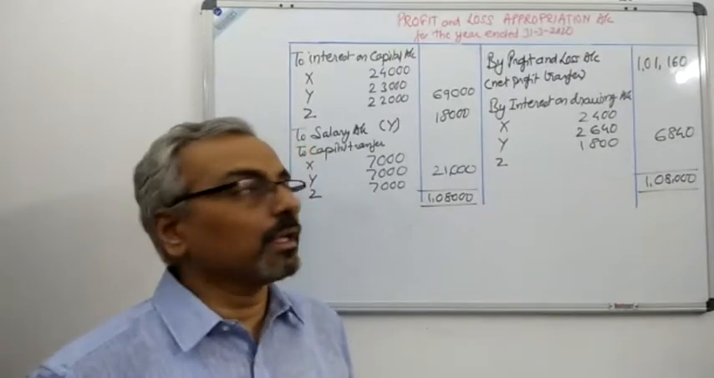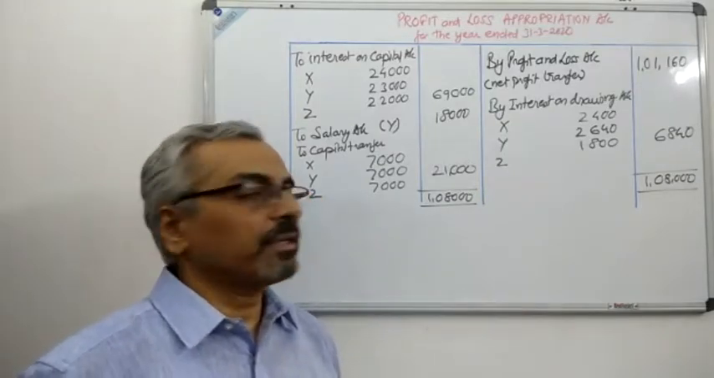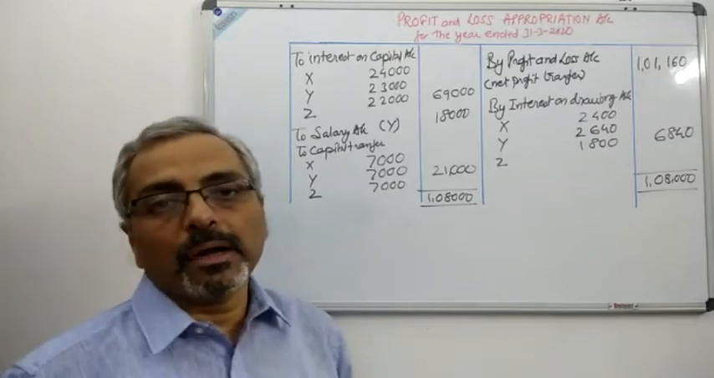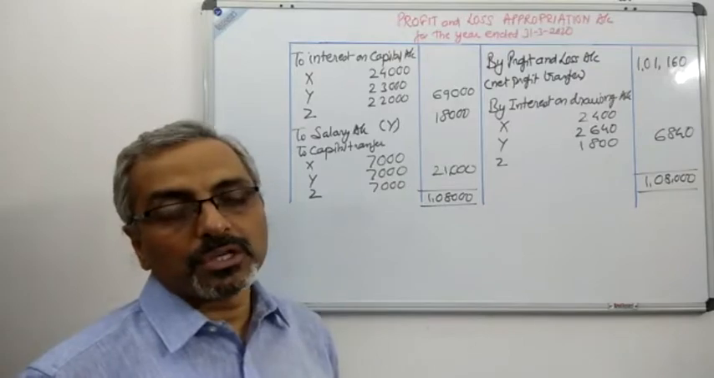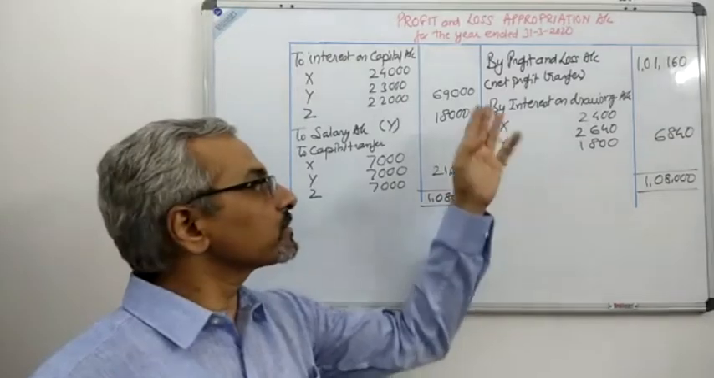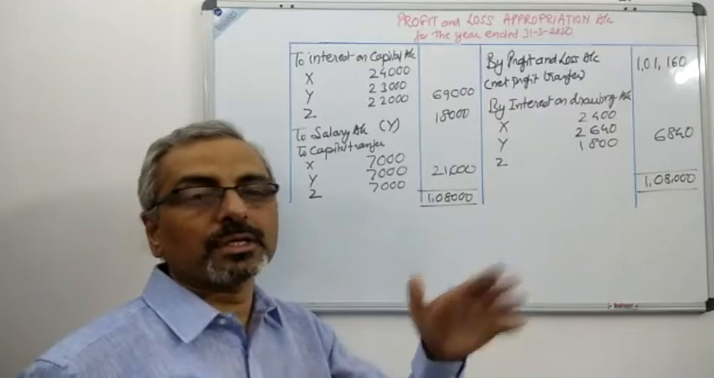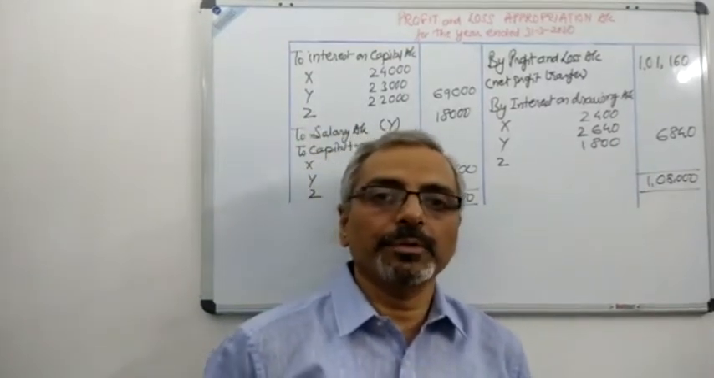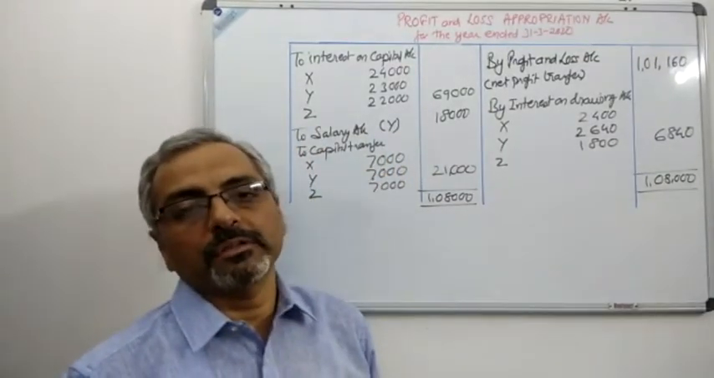See very carefully the entries which have been done. Interest on drawing, the total of which has come to 6,840. Interest on capital, the total of which has come to 69,000. One of the partners, Y, had received a salary of 18,000 and the profit of the year was given in the question as 1,01,160. As a result, the total came to 1,08,000. We subtracted the credit side from the debit side and we got a profit of 21,000, and the question does not give us any profit sharing ratio, and whenever this type of thing comes, that means the profit will be distributed equally among the partners, and that is the reason why all the 3 partners have got 7,000 each.